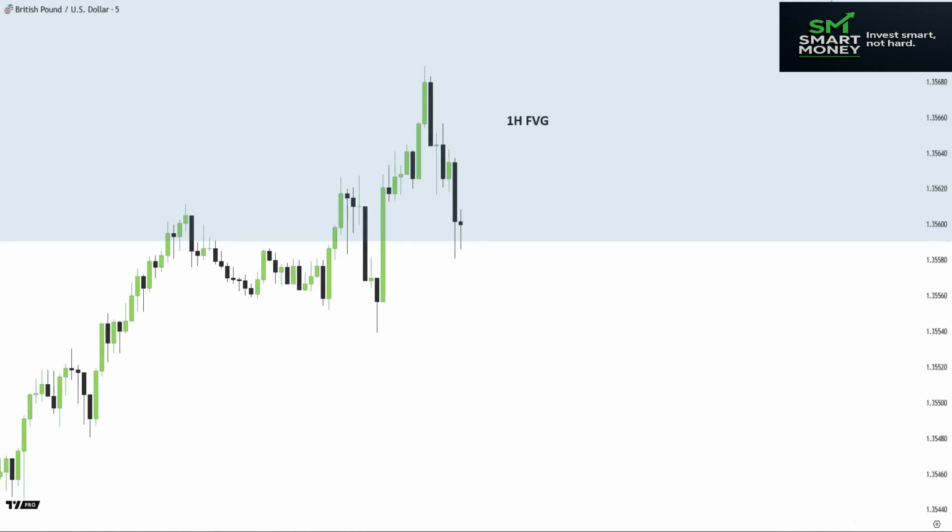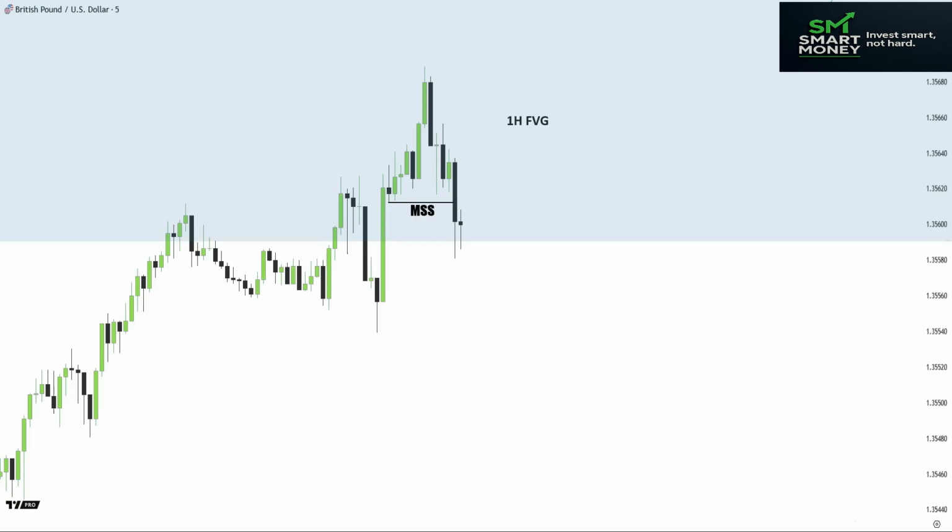Now, if we take a closer look at the price action inside the gap, you'll notice something interesting. Once price filled the fair value gap, it reversed sharply, forming a market structure shift on the 5-minute chart. This tells us that buying momentum is fading, sellers are stepping back in, and price is realigning with the 1-hour time frame's new bearish trend.